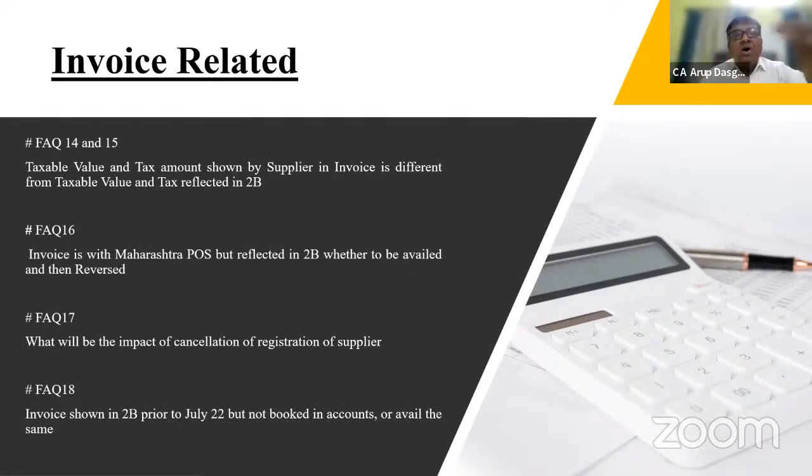But going beyond this, say the taxpayer, your client, does not want to go into any litigation. He wants to reverse the particular thing. He's saying, okay, it's a small amount, 10,000 ka ITC hai. I have taken it in the month of November 2021. So now I want to reverse it. I don't want to reverse it through DRC 03. I want to reverse it through my GSTR 3B. So what do I do?